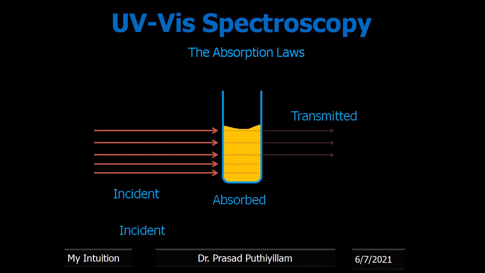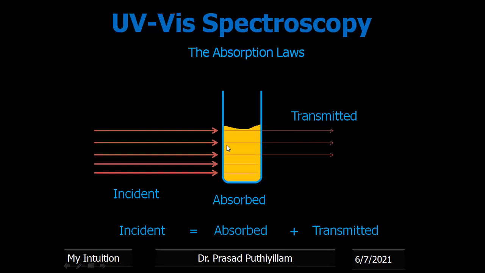That means the incident number of photons equals the number of photons absorbed plus the number of photons transmitted. If you avoid the reflectance, and you measure how much light or how many photons are transmitted, then we can say how much is absorbed. Or if we measure how much is absorbed, we can tell how much is transmitted, because we know the incident light, since we know how many photons the source can give.